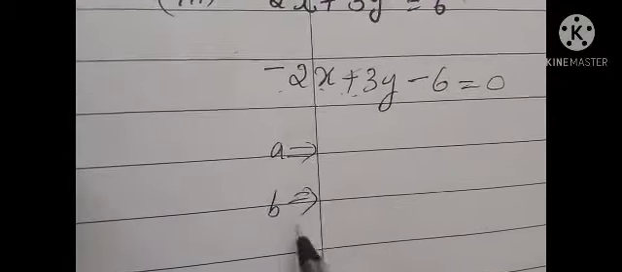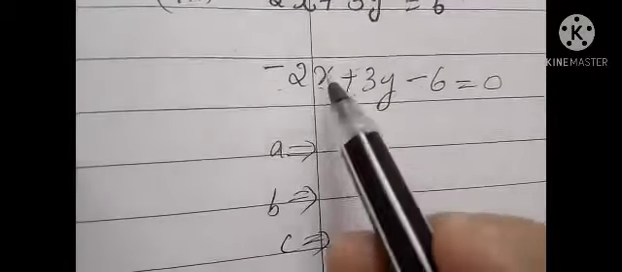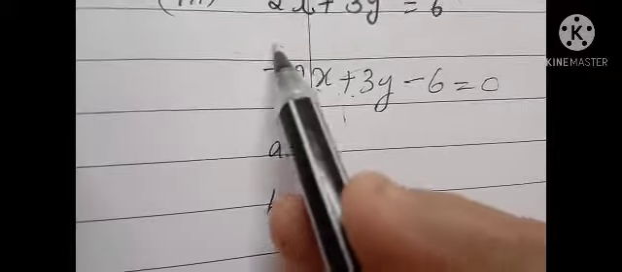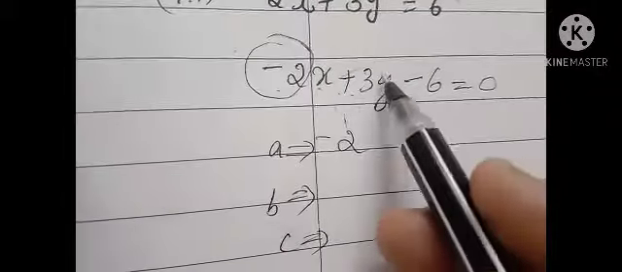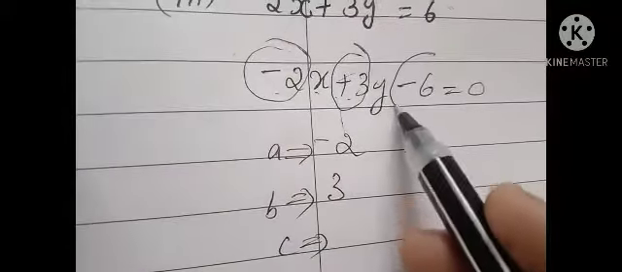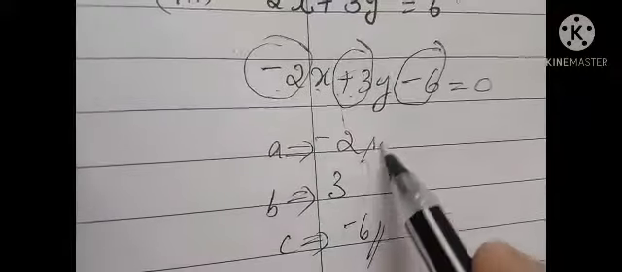Now we have to write the values of a, b and c. A is the coefficient of x. Which is the coefficient of x here? Negative 2. Coefficient of y is positive 3. Constant term is negative 6. So a is negative 2, b is 3 and c is negative 6.